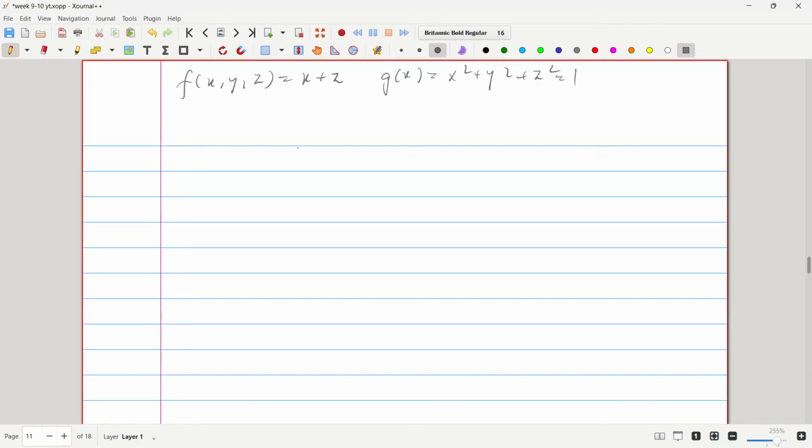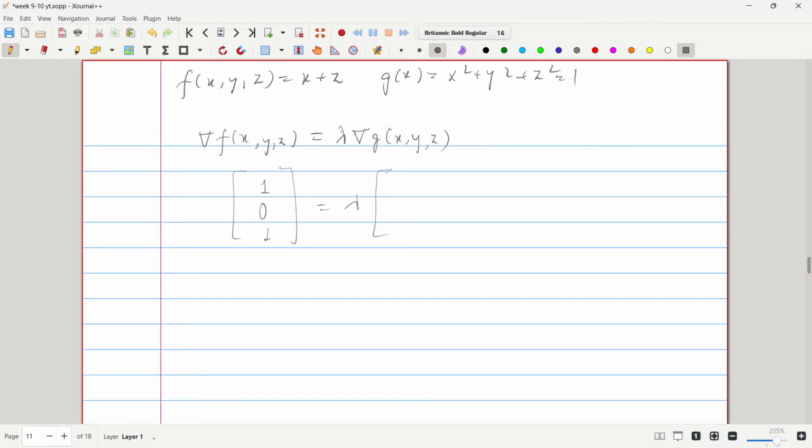Okay. Now first we need to find the critical points. So the method for finding the critical points is gradient of f of x comma y comma z is equal to lambda times gradient of g of x comma y comma z. Okay. What is the gradient of the function with respect to x? It is 1. With respect to y, it is 0. With respect to z, it is 1.